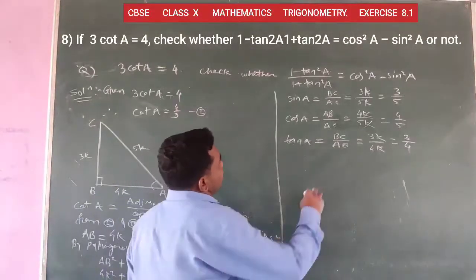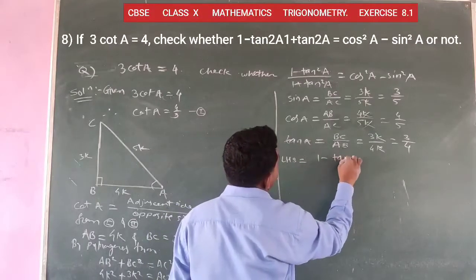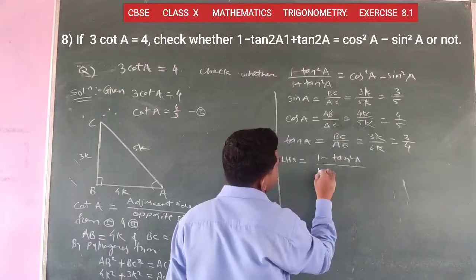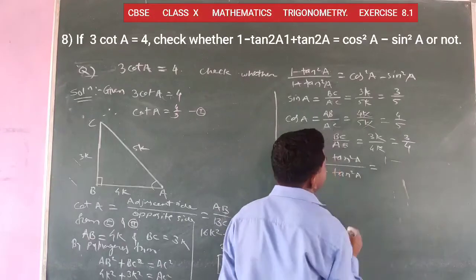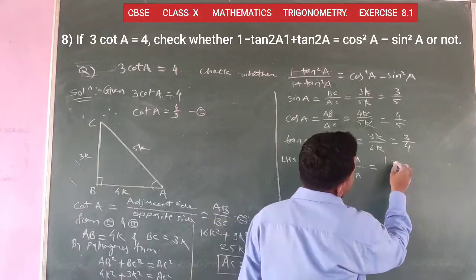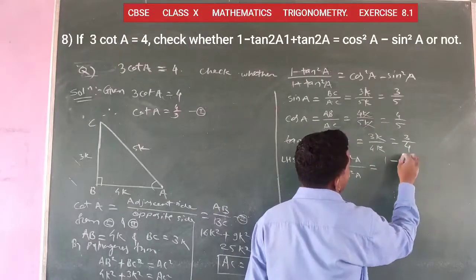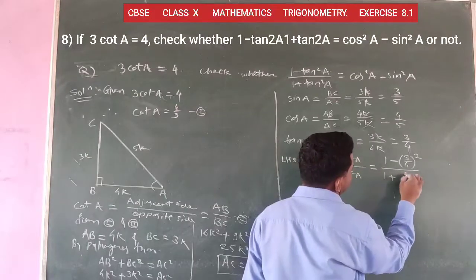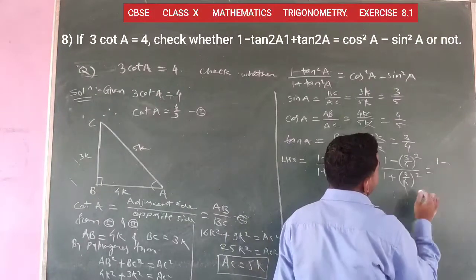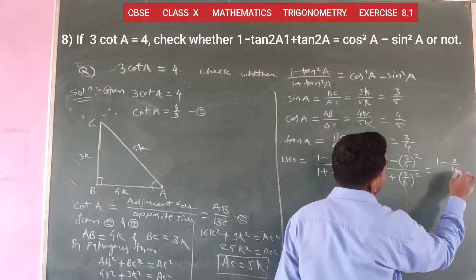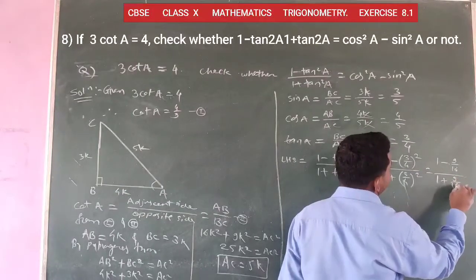Okay, so here just write down the LHS is equal to 1 minus tan square A upon 1 plus tan square A. So 1 minus, what is the value of tan A? The value of tan A is 3 by 4, 3 upon 4 and its square. Again 1 plus 3 upon 4 and its square. Here is equal to 1 minus 9 upon 16 divided by 1 plus 9 upon 16.